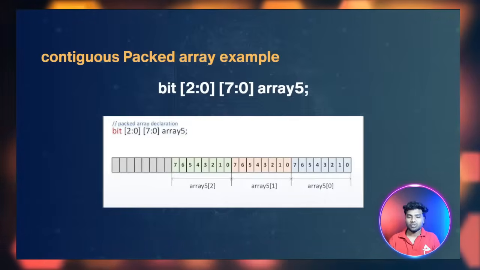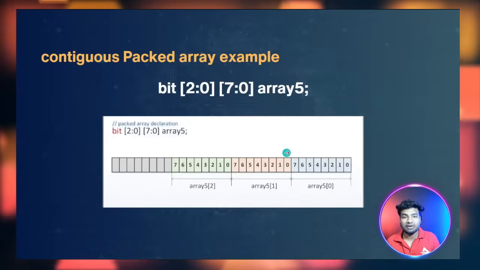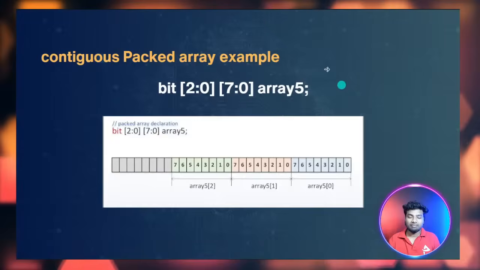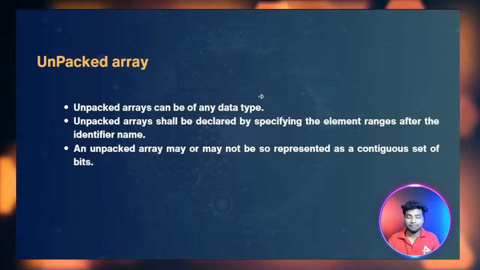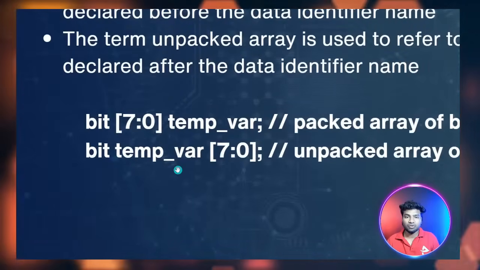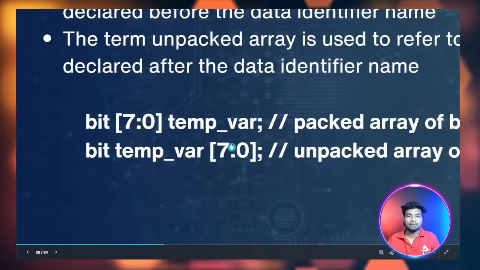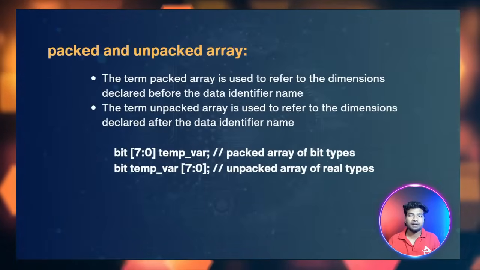If you write the array name after the dimension of the array, it is a packed array. If you write the name before the dimension of the array, it is known as an unpacked array. This is how we can create a packed array and an unpacked array.